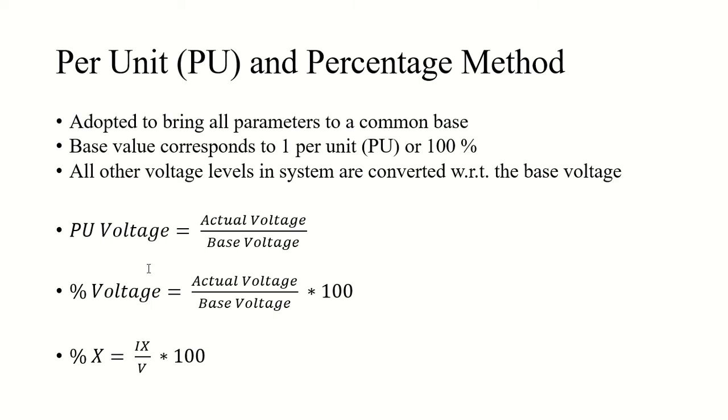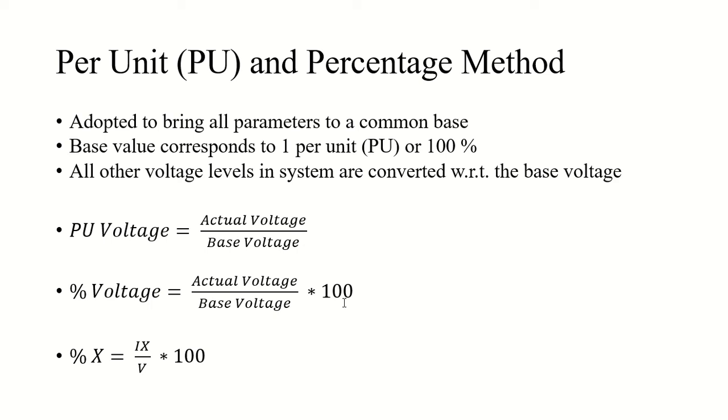So if you want to find the value of percentage voltage, what we will do is take the per unit voltage and simply multiply it by 100. What is the value of per unit voltage? It is actual voltage divided by base voltage. So we write actual voltage divided by base voltage, which is nothing but per unit voltage, into 100. That will become your percentage value.